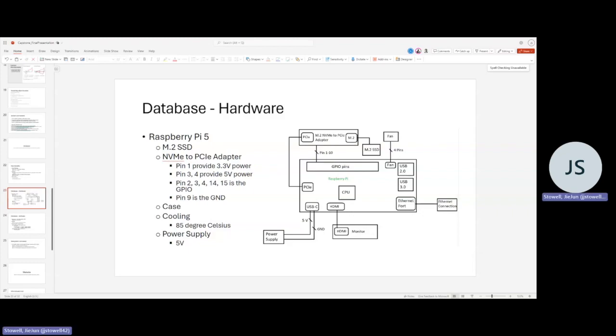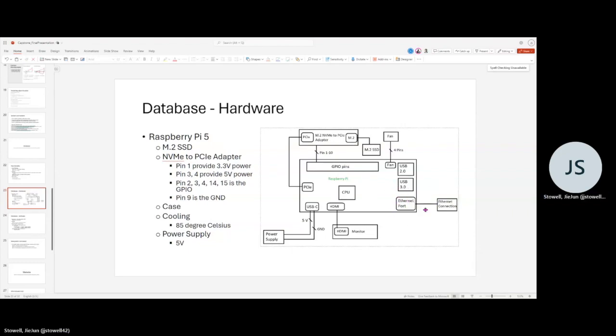And the Raspberry Pi will have a cooling device inside of it that keeps the device under 85 degrees Celsius. And an external power supply is needed that provides 5 volts to power the Raspberry Pi.